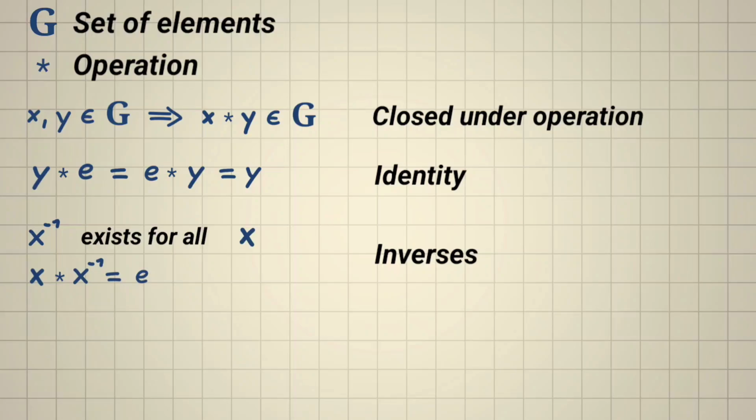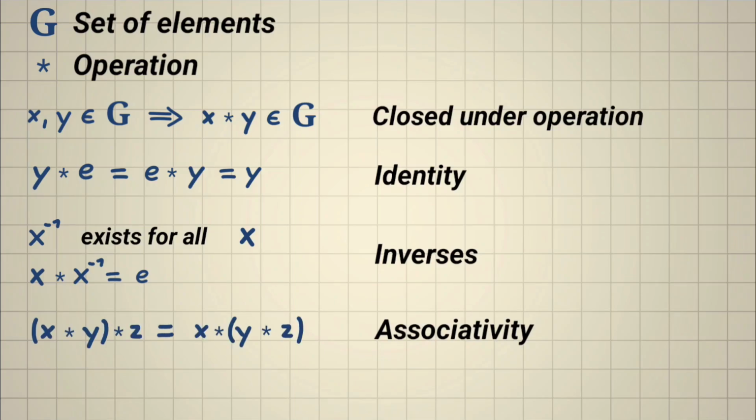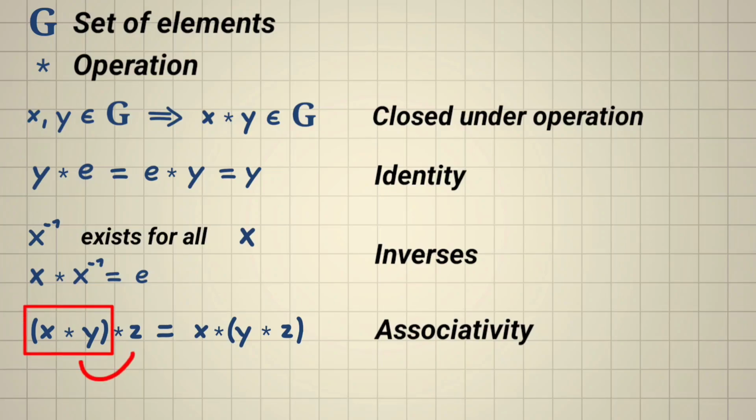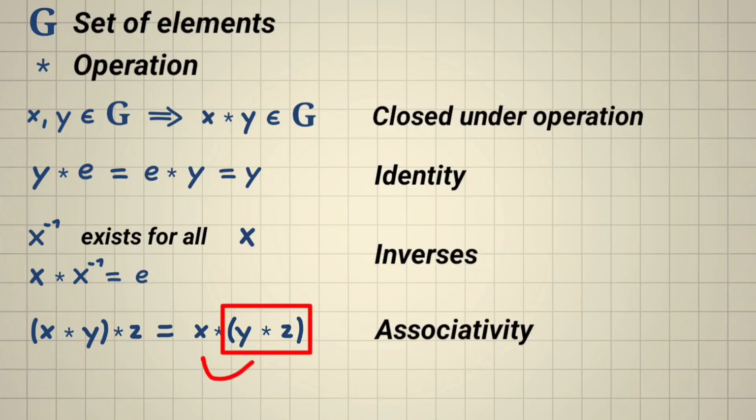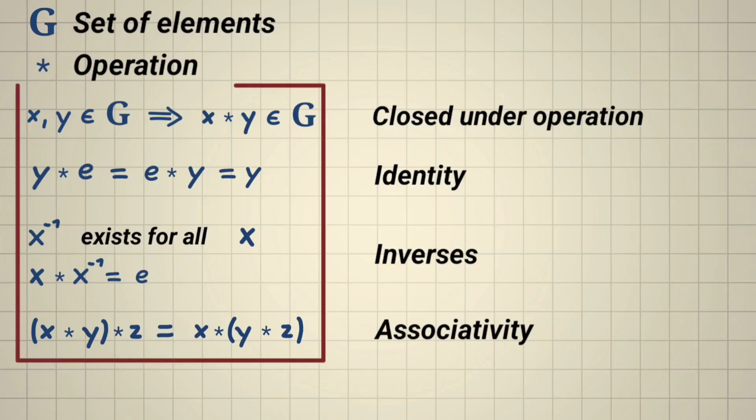And the last property a group must satisfy is associativity. In general, that means that for 3 rotations, x, y and z, it doesn't matter whether you combine x with y first and then combine the result with z, or combine y with z first and then with x. The result remains the same. A group is, therefore, something very general. It consists of a set of elements and an operation of these elements, as long as these conditions are met.